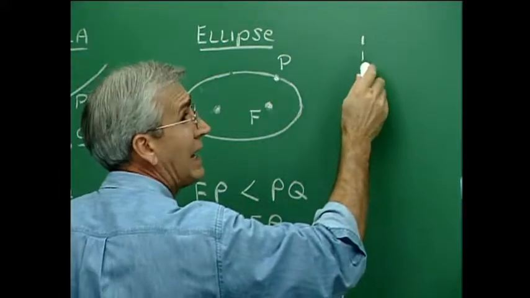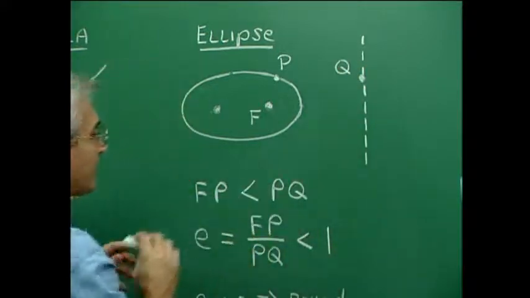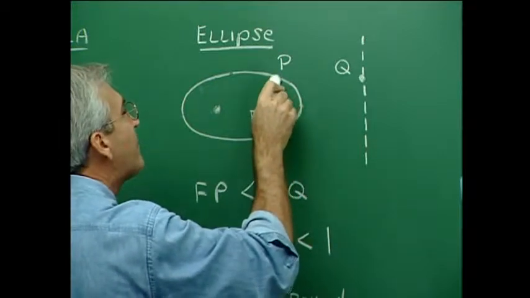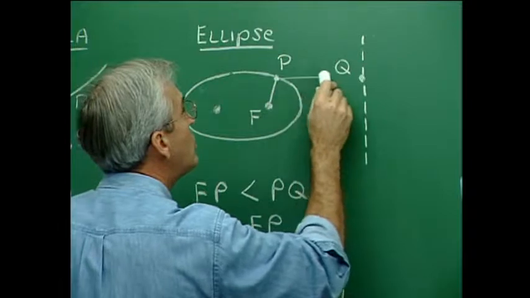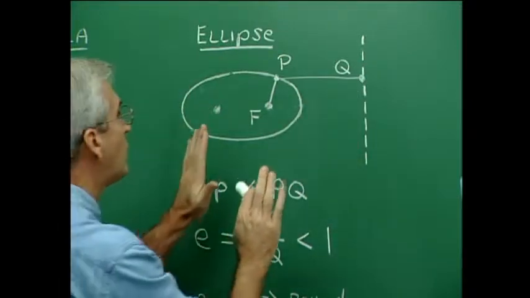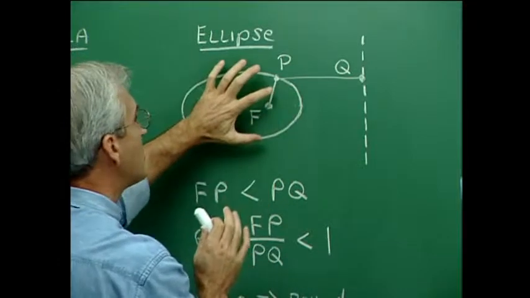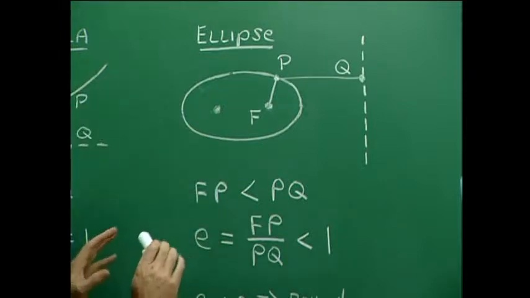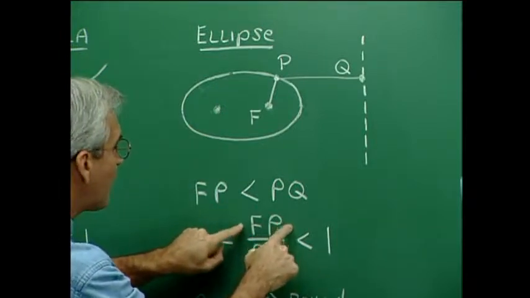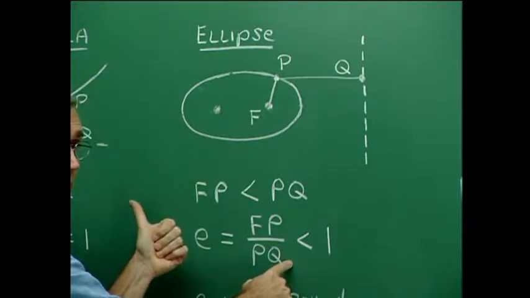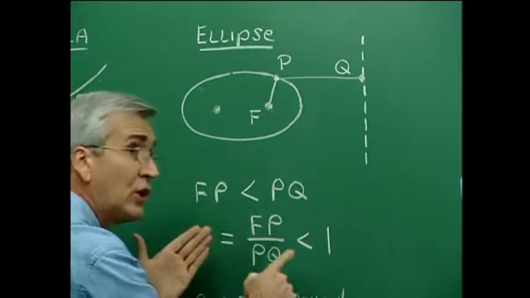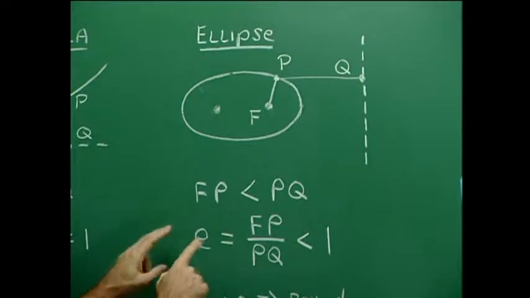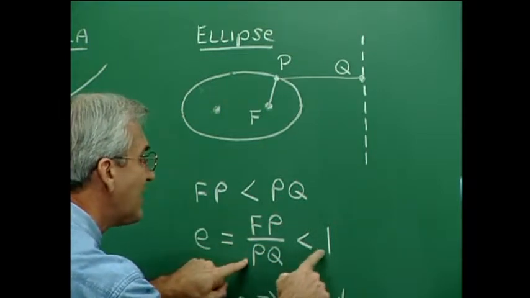Now, here's how these interact with one another. In this circumstance, is it clear that the FP distance is less than the PQ distance? That would be true for all of the points on the ellipse. Now, the definition in terms of eccentricity is that the eccentricity is FP over PQ, just as it was for the parabola. But for the parabola, FP and PQ were equal, so eccentricity was 1. Here, the eccentricity, because it's FP over PQ, is less than 1.